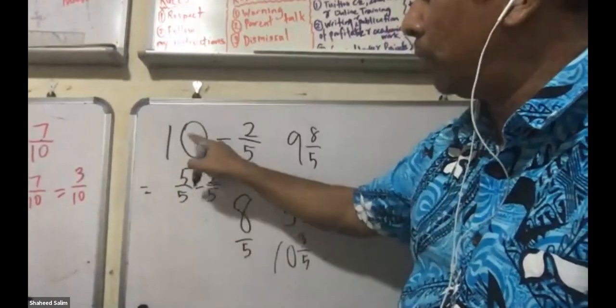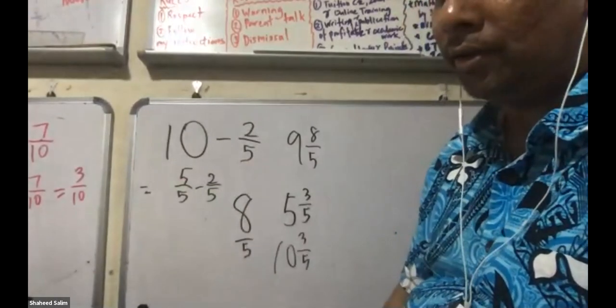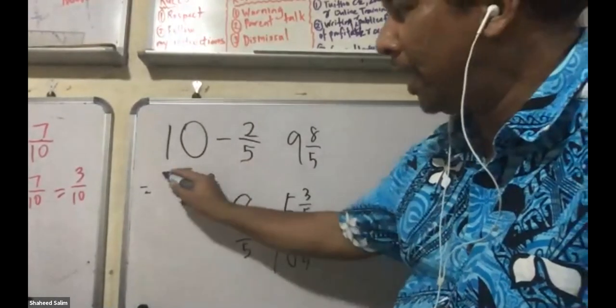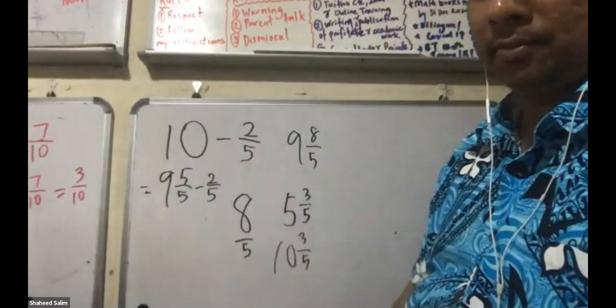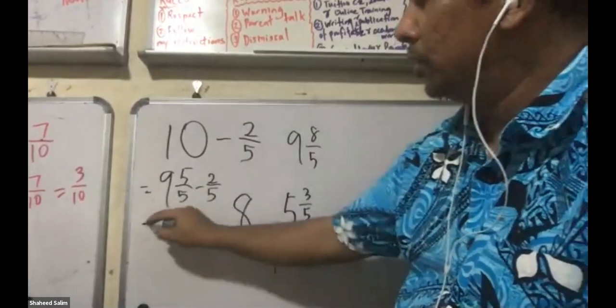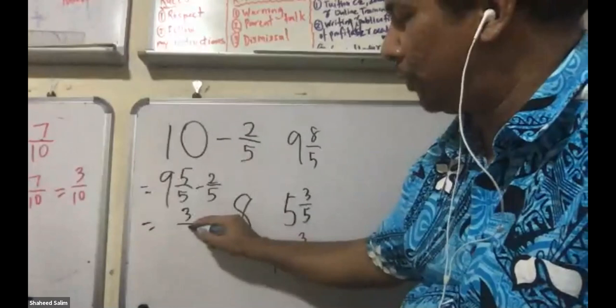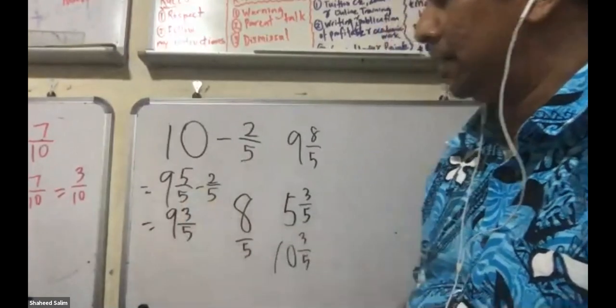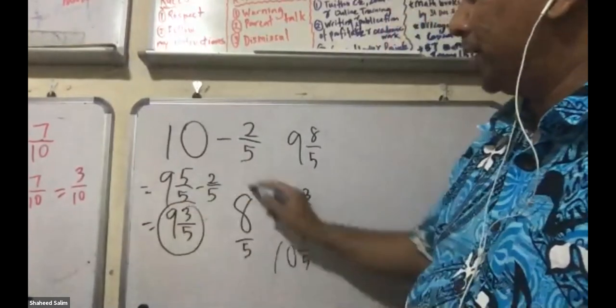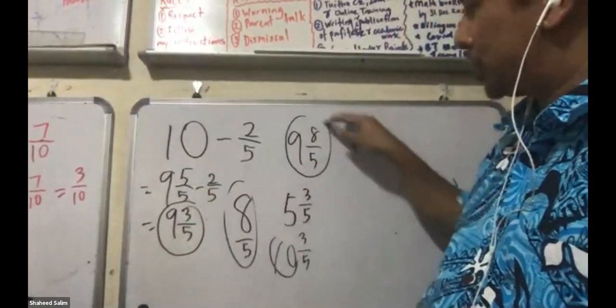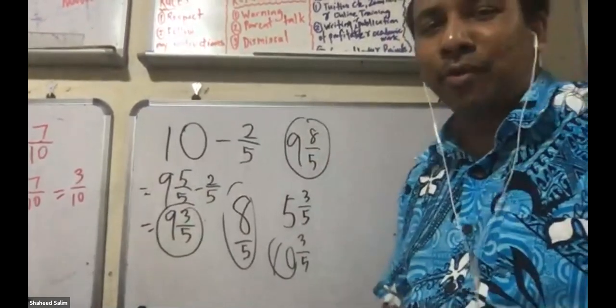If you borrow 1 whole from 10, you are left with 9. So 5 minus 2 is 3 out of 5. There's a 9 here. 9, 3 out of 5. Never mind. None of them got this one. Very close, but still not yet correct. We will try again next lesson.